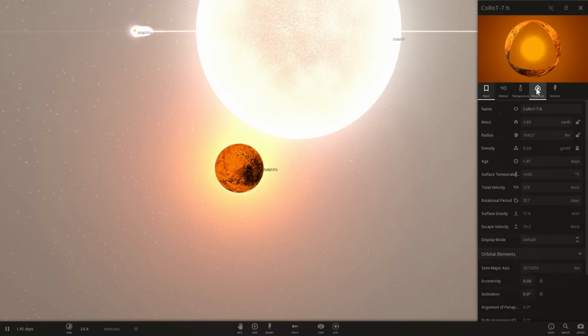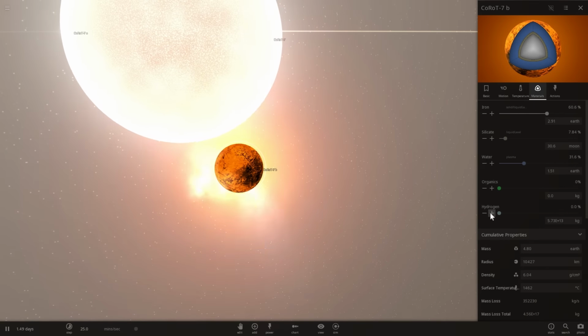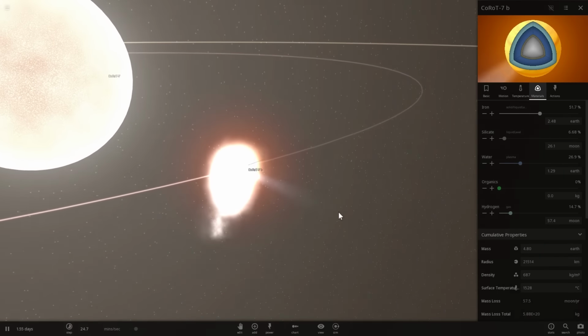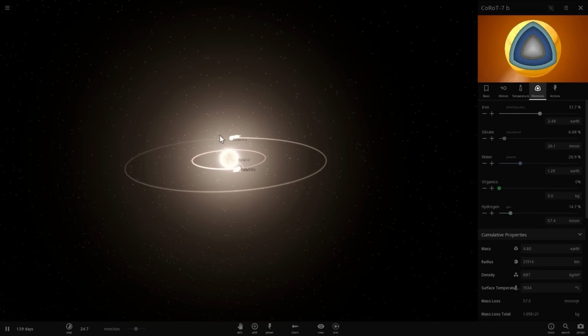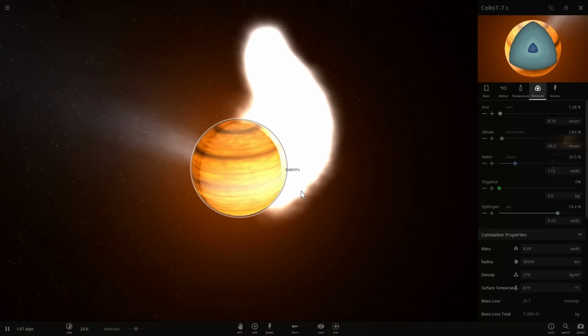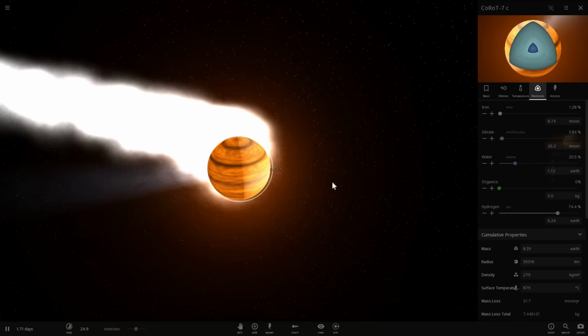Because what happened to it is that when it had hydrogen, all of it got evaporated by the proximity to its parent star. And you can see the same thing happening to Corot-7c here. It will at some point in the future become a Chthonian planet as well.